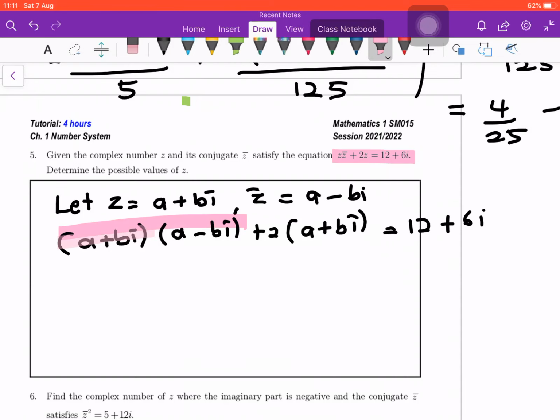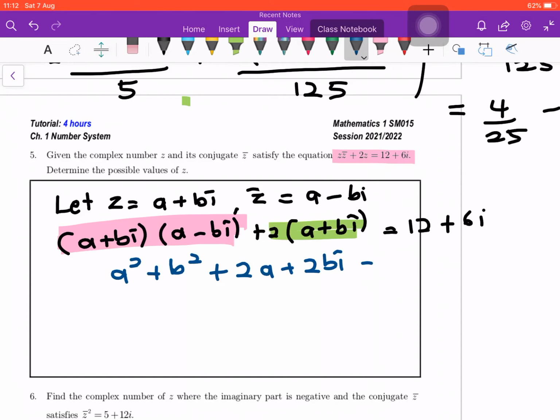Okay, ini ada dalam nota dia punya shortcut dia. Kalau you tak nak expand one by one pun, dalam nota dah ada shortcut dia. Kalau you darab complex number dengan its conjugate, you should get a square plus b square. Okay, untuk the second part, you should get plus 2a plus 2bi equal to 12 tambah 6i. Okay, so selesai dekat sini.